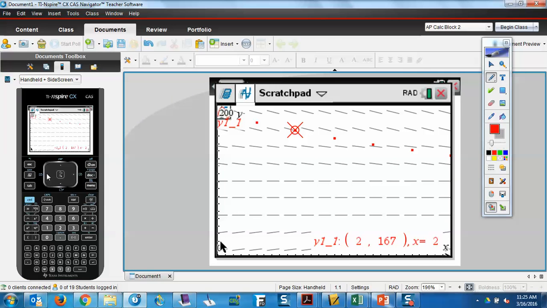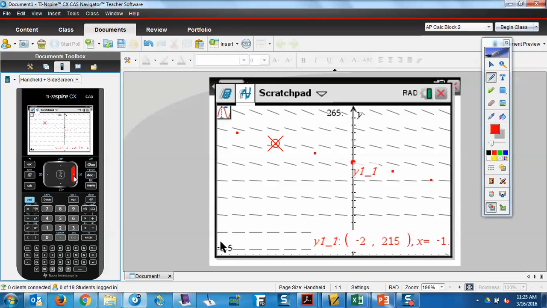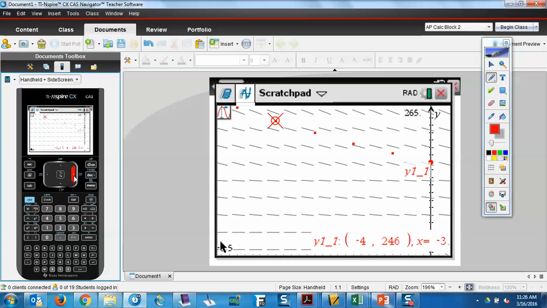Okay, so let me back up. So 0, 190 was our starting point, and we just calculated the next one was 178, right? So that agrees. And then 2, and then 3, and then 4, and then 5. What happened? Oh, my screen moved over. You guys have weird numbers. I like 157.48. That's what I have. Okay, did you set your plot step to 1? Yeah.